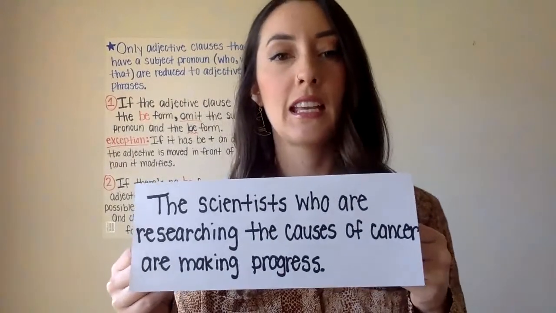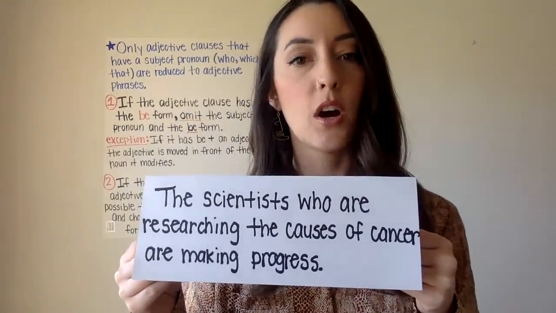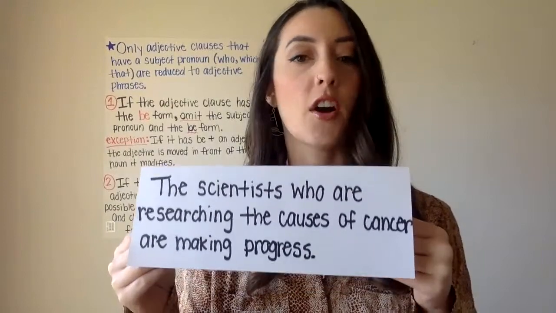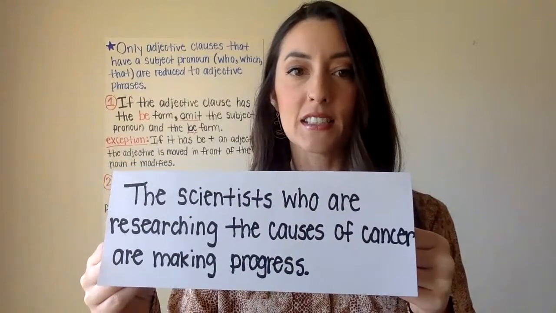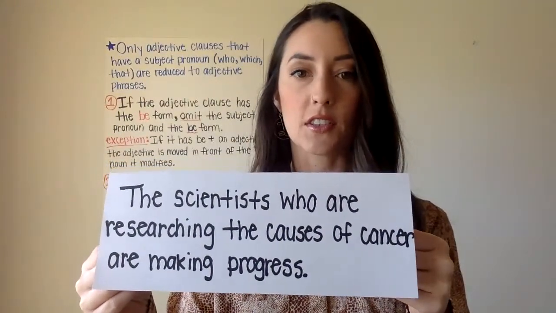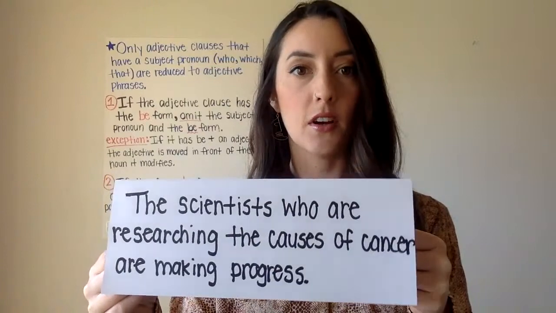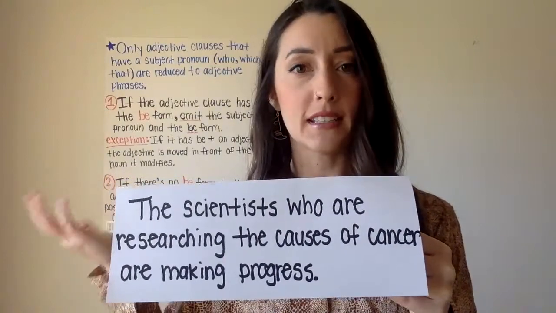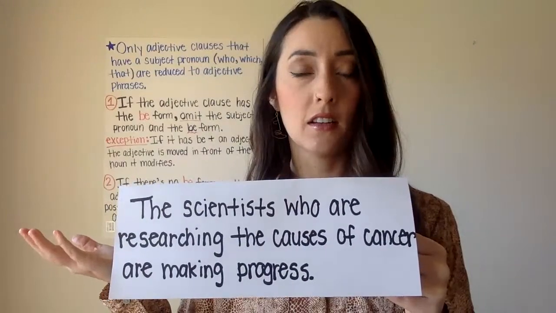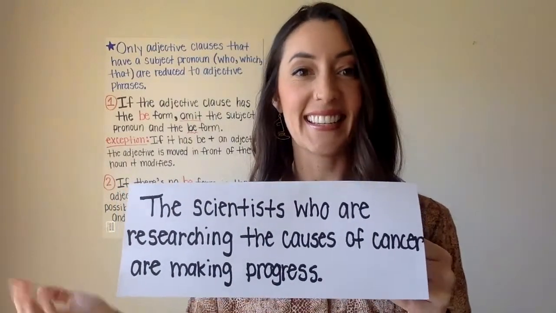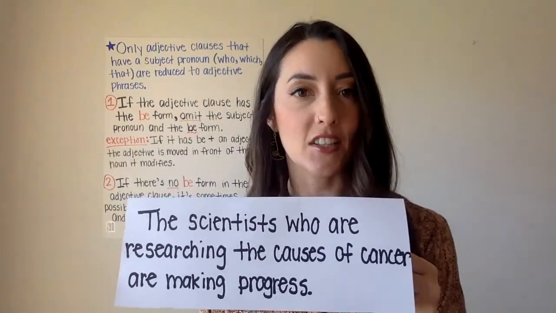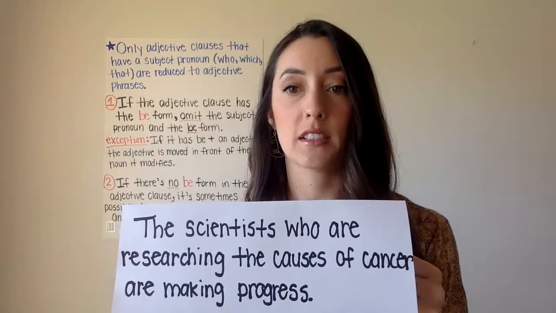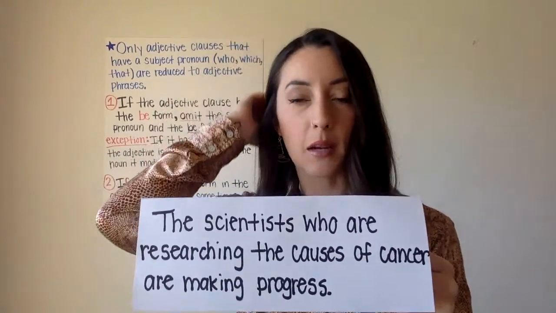The next one. The scientists who are researching the causes of cancer are making progress. This one's a little longer. Okay? What's most important is we need to identify if the form of be is in this sentence. Yes, it is, are. So now what are we going to take away from the sentence to make it an adjective phrase instead of an adjective clause? I'll give everyone just a moment to type their answers in the chat.